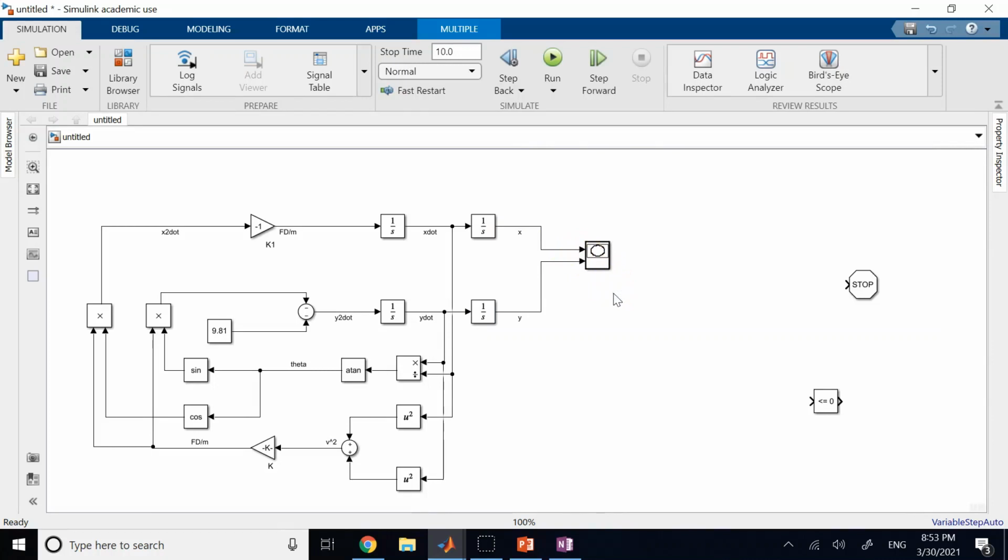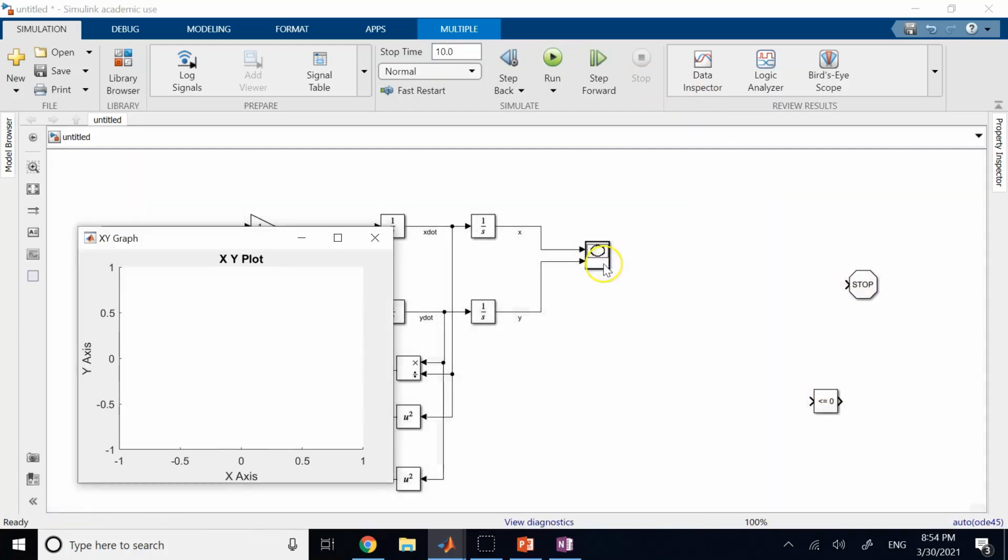Now the only thing is, when you do it, it is going to go for as long as 10 seconds. During the 10 seconds, is it going to hit the ground? Is it not going to hit the ground? Is it going to hit and continue? Let's first find out, and then I'll talk about this stop block. So let me run it first and look at this XY graph.